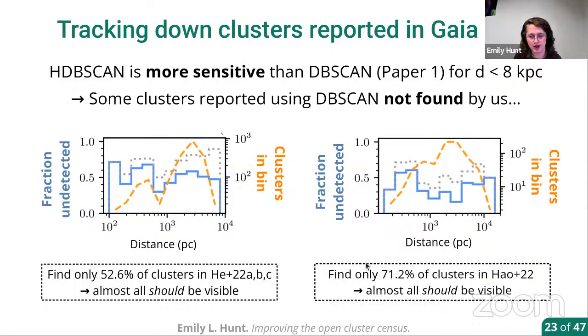Like in this paper, we only recover about 70% of their clusters. And again, the clusters that we're most likely to not recover are the ones that are nearby to the sun, which doesn't make sense because we should be more sensitive to them than their original work.